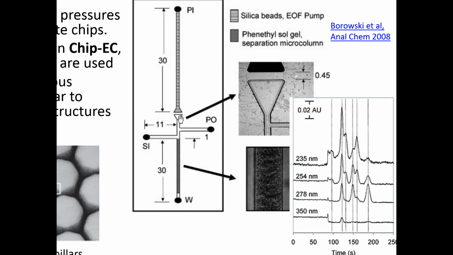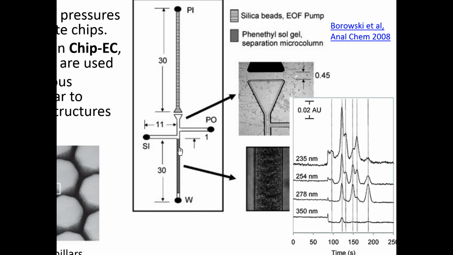If you remember, the reason why you want glass, for electroosmotic flow, you need to have a glass surface, right? Because that glass surface gets negatively charged. So by filling this channel with glass beads, this becomes the electroosmotic pump. When you place a voltage across here, you'll get flow going from up to down.